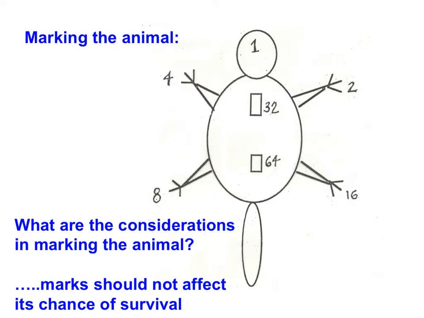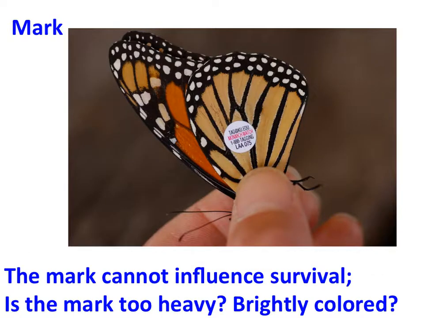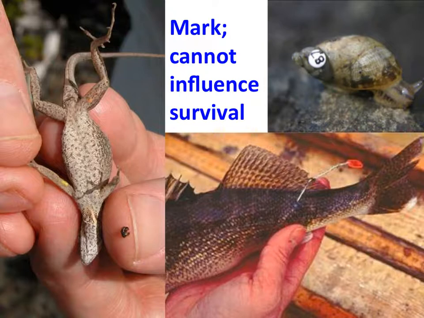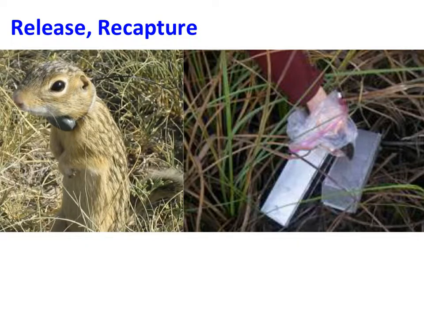Remember, the marking of the animal cannot influence the survival of the animal, otherwise the collected data is not reliable. The mark cannot be brightly colored or too heavy, such that it might influence survival of the animal. This slide shows various animals being marked after the first capture prior to their release back to the general population. And then, once marked, animals are released. They must have time to mix thoroughly with the general population before the recapture phase is undertaken by the scientist.